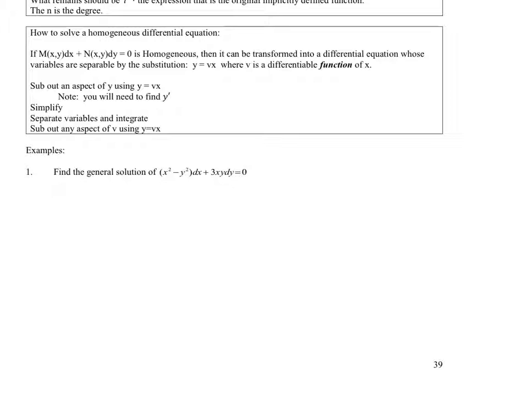But by introducing a new proportion, y equals vx, where the v function acts as a new function that creates a proportional relationship between x and y, we're going to be able to modify the original differential equation into a new form that will be separable.